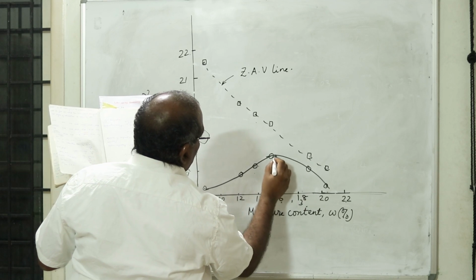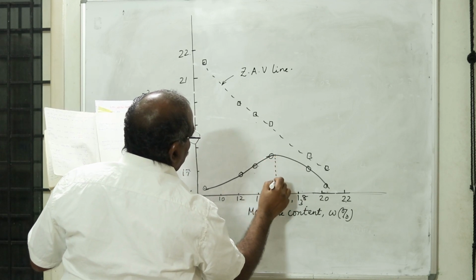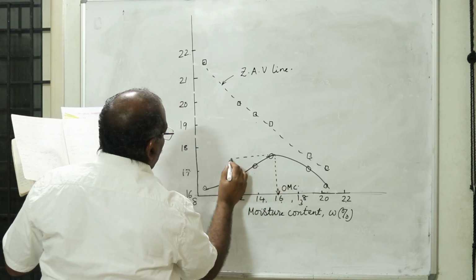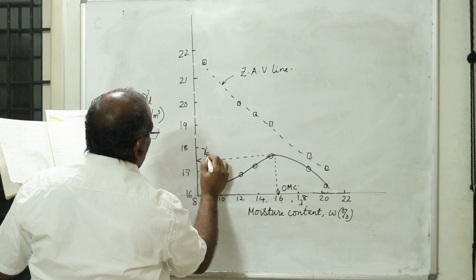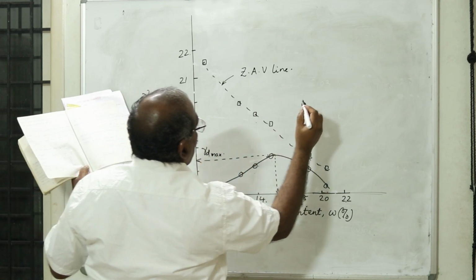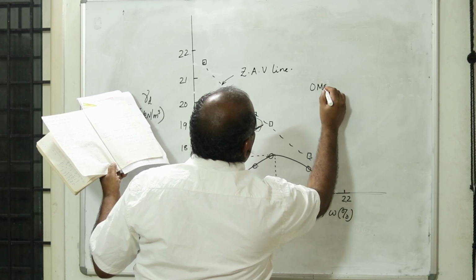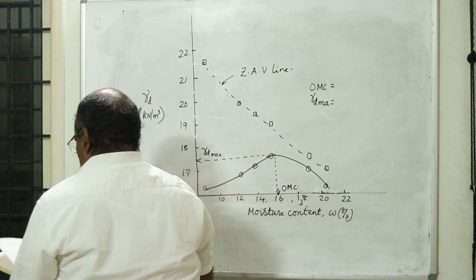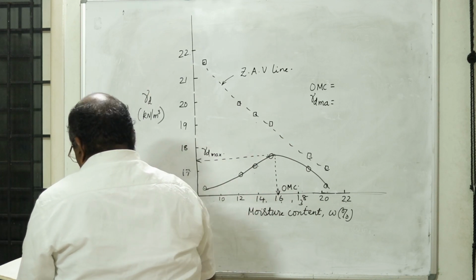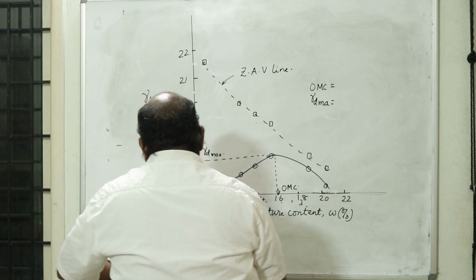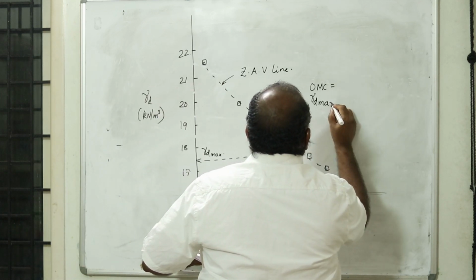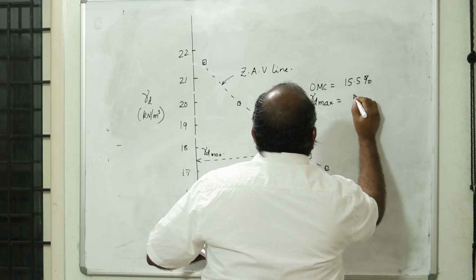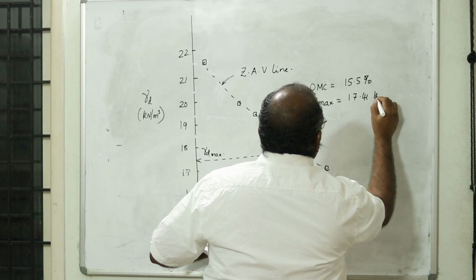Now, based on this compaction curve, wherever you get it, it may be a data point or some other point, you get OMC here and write it out. This is your gamma d maximum. On the graph, you have to write what the OMC and gamma d maximum are. As per my calculations and plotting, I got an OMC of 15.5%, and gamma d maximum works out to be 17.41 kilonewton per meter cube.